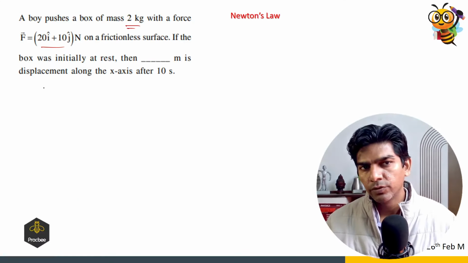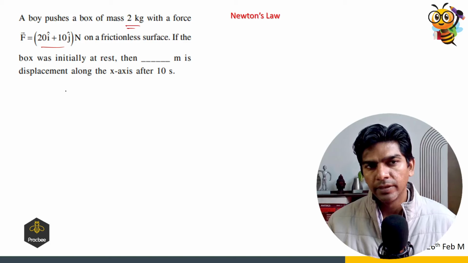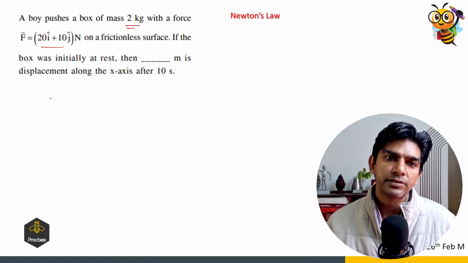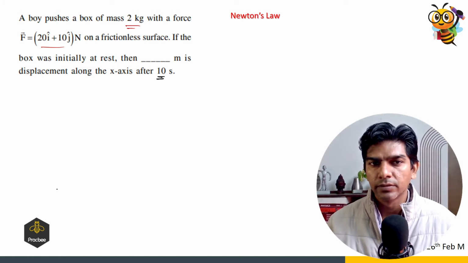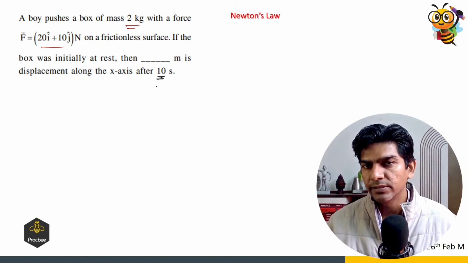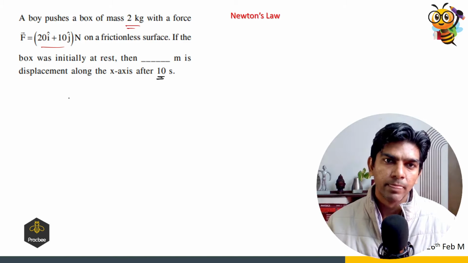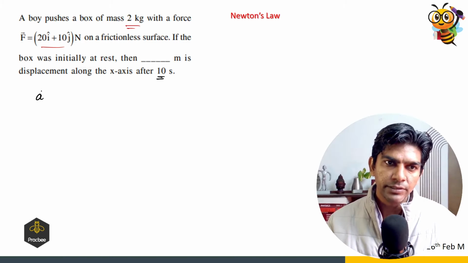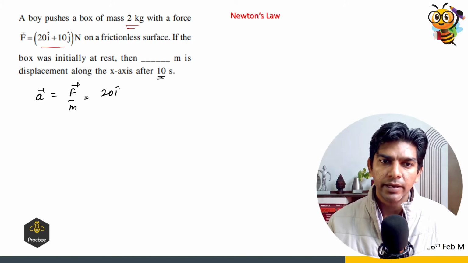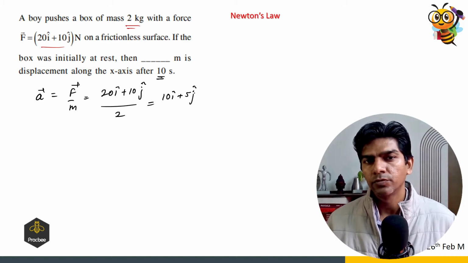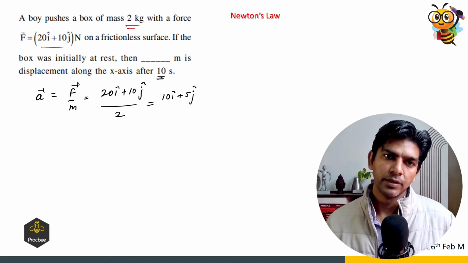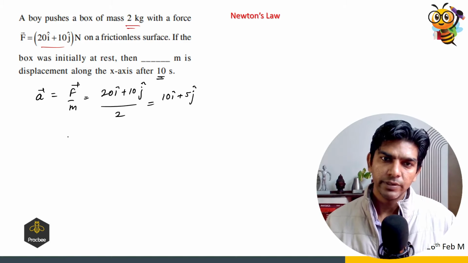So we have a constant force, right? So it must be having a constant acceleration. And we can find the displacement in 10 seconds. How can we do that? Acceleration will be F by m, so that will be (20 i cap plus 10 j cap) divided by 2, which is 10 i cap plus 5 j cap. So we got the acceleration in SI unit, and we have to find the displacement in 10 seconds.